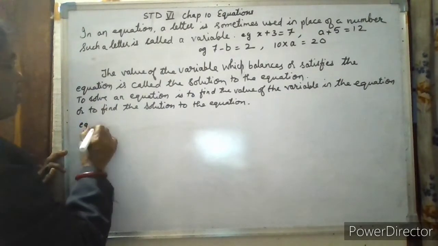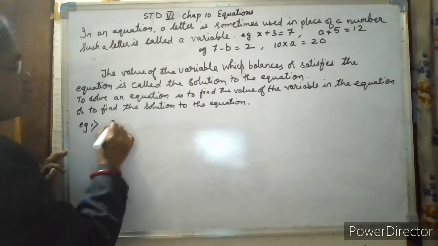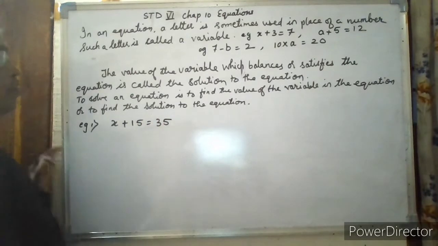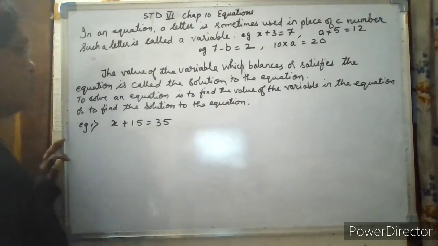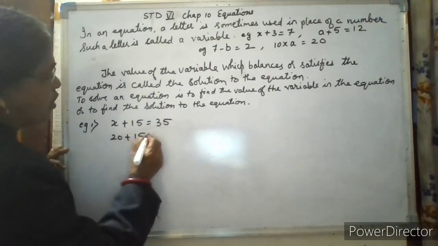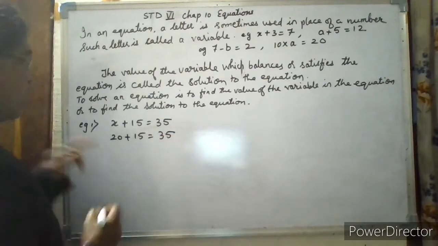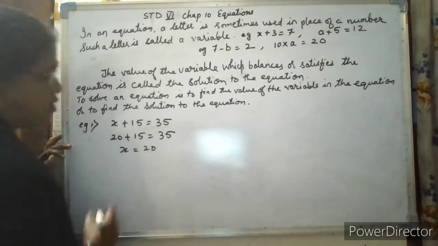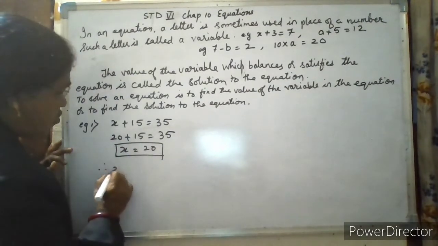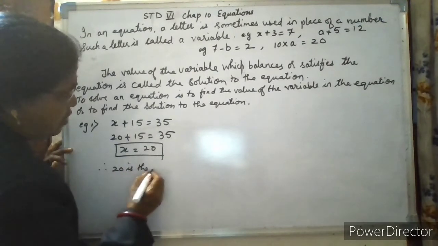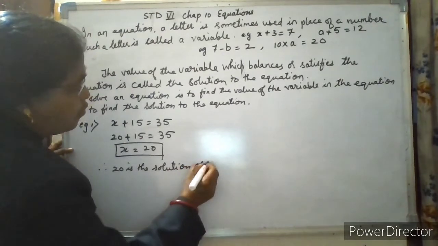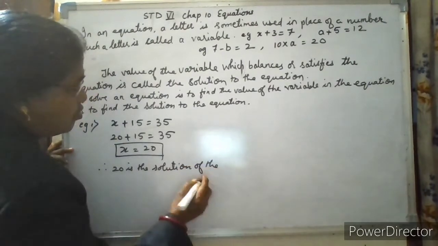For example, suppose x plus 15 equal to 35. So here in place of x, if I write 20, 20 plus 15 is equal to 35. That means x is equal to 20. So x is equal to 20 here. Therefore, 20 is the solution of the given equation.